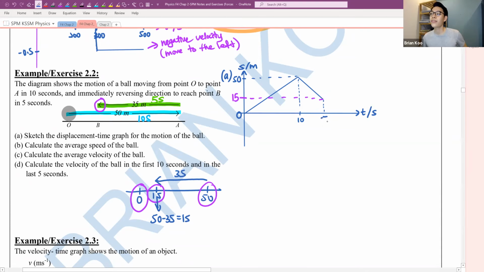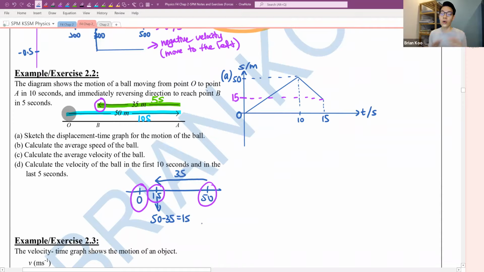Please don't write 5 seconds here. You took another 5 seconds. So 10 seconds plus another 5 seconds, that would be 15. At first you took 10 seconds, and then after that you took another 5 seconds. So it's 10 plus 5 like that.